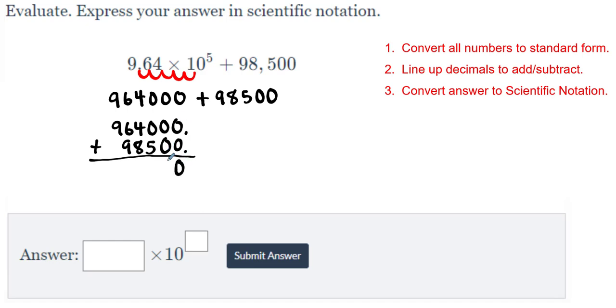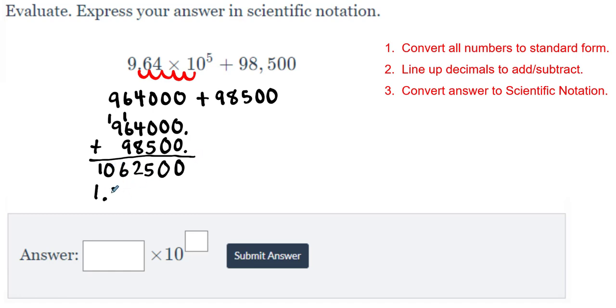So 0 and 0, 0 and 0, 0 and 5, 4 and 8, that's going to be a 12. We'll regroup the 1 in the next place. 1 plus 6 is 7. 7 plus 9 is 16, and I'll regroup again. 1 and 9 gives me 10. So now that we have this number, all we have to do is convert it to scientific notation. And I need 1 digit to the left of the decimal. So if I put the decimal right there, the digit to the left is going to be 1. And then I'll rewrite all these numbers.